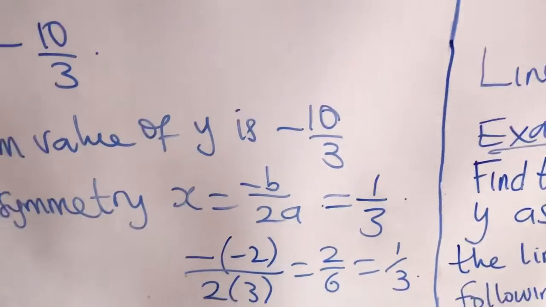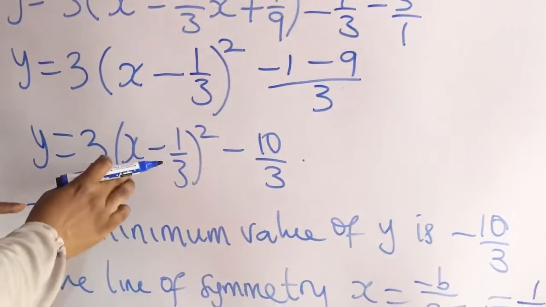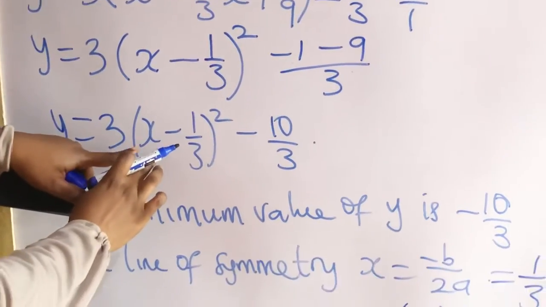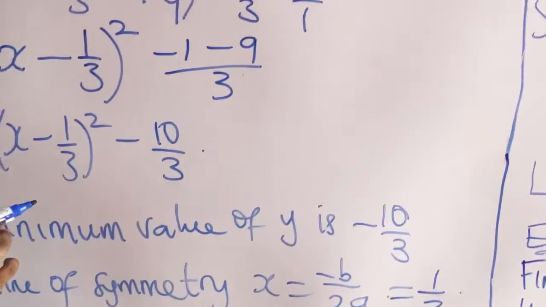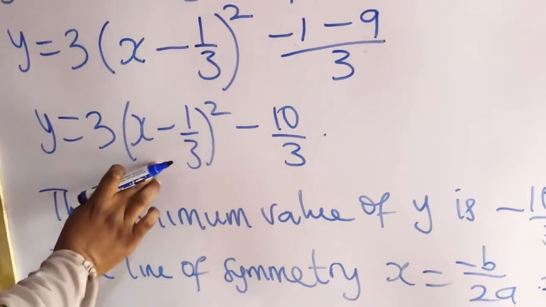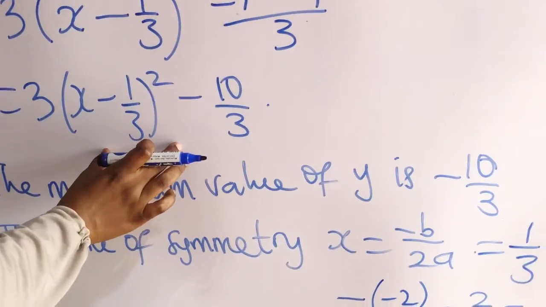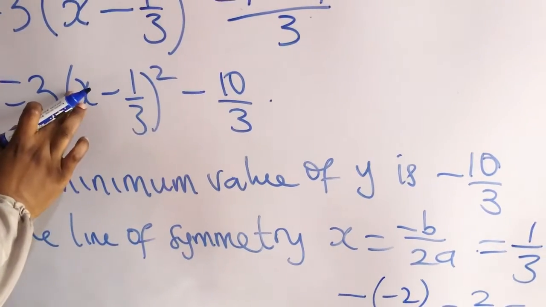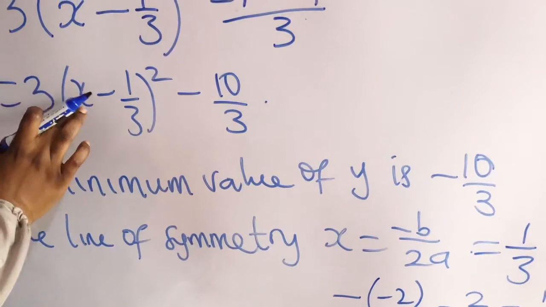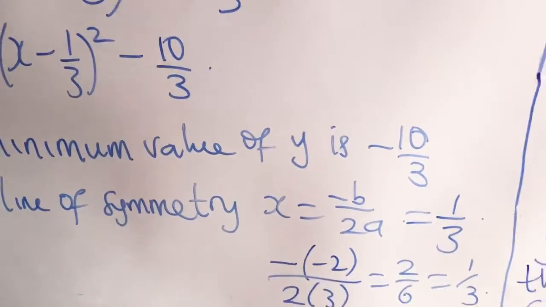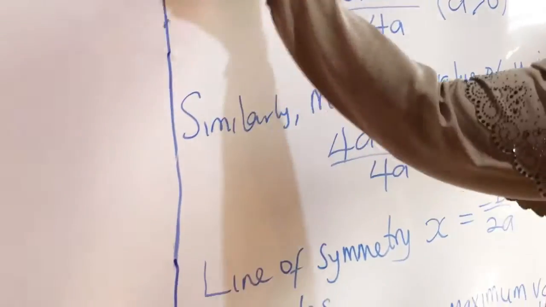If you just want to use the formula from here, I told you that for y to attain its minimum value, the value inside the squared bracket must be equal to 0. And it can only be equal to 0 when x is equal to 1 over 3. So that's what we have done. So alternatively, let's use the formula to solve it.